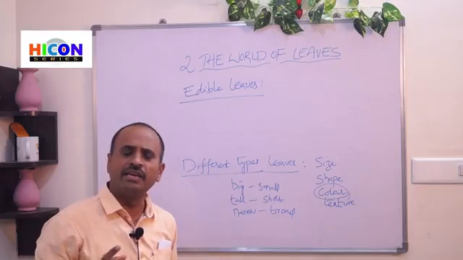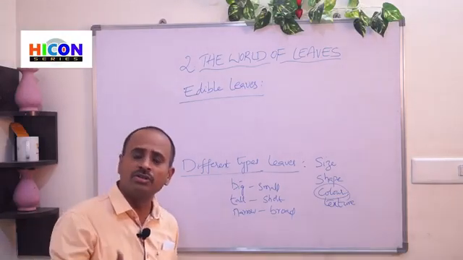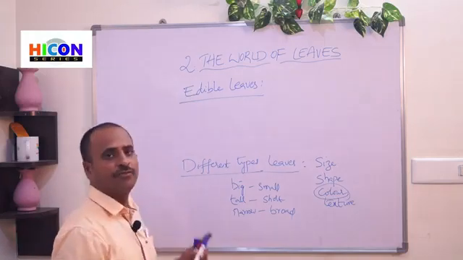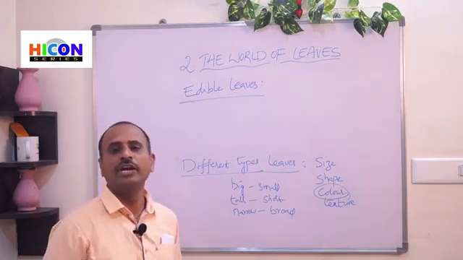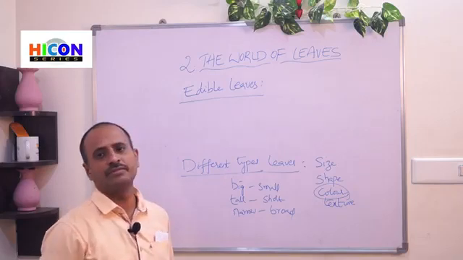So we can eat the leaves of some plants in our food. We can cook those leaves and take them as food. That's why those leaves are called edible leaves. Edible leaves means leaves which we can eat.